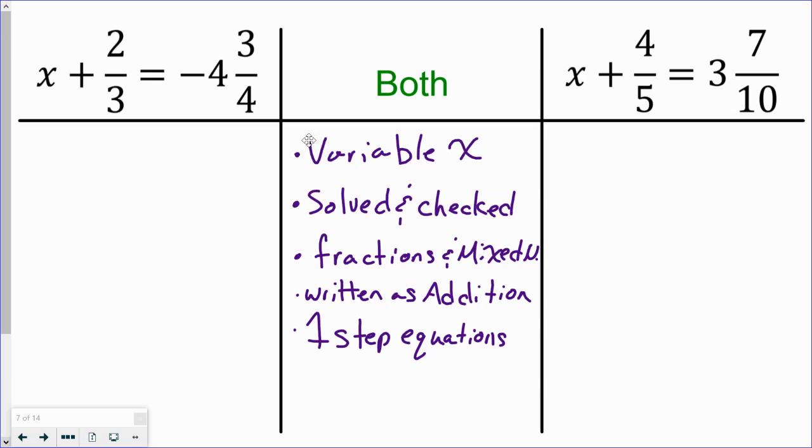All right, so let's now get down to the main business. How am I going to solve this? Well, remember, whenever we add fractions, we need common denominators.